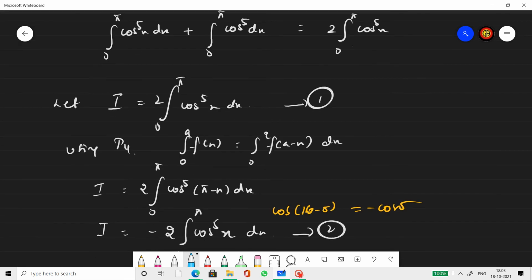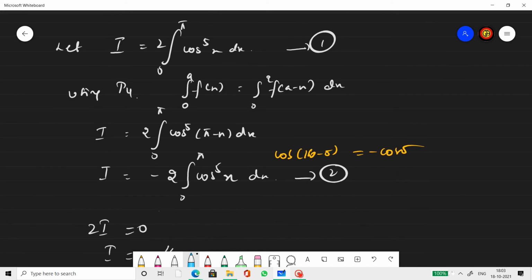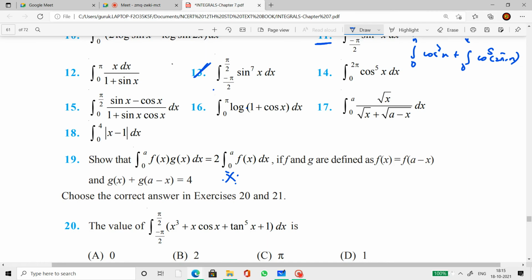Now consider this as I. Use property 4. Change x to pi minus x. And here we prove it's negative. Therefore, I is minus 2 times integration 0 to pi cos power 5x. Now generally we add I and I, so you get 2I. So when you add the I before using property 4 and the I after using property 4, you get 2I equal to 0. So I is 0.